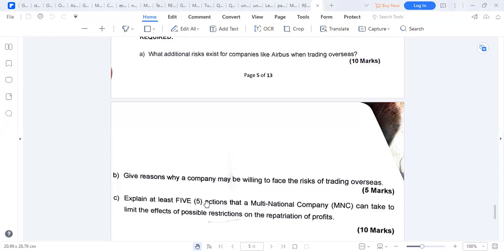5 marks for that. Explain at least 5 actions that multinational companies can take to limit the effects of possible restrictions and repatriation of profits. What 5 actions can a multinational company take to limit effects of possible restrictions on the repatriation of profits? Anyone?